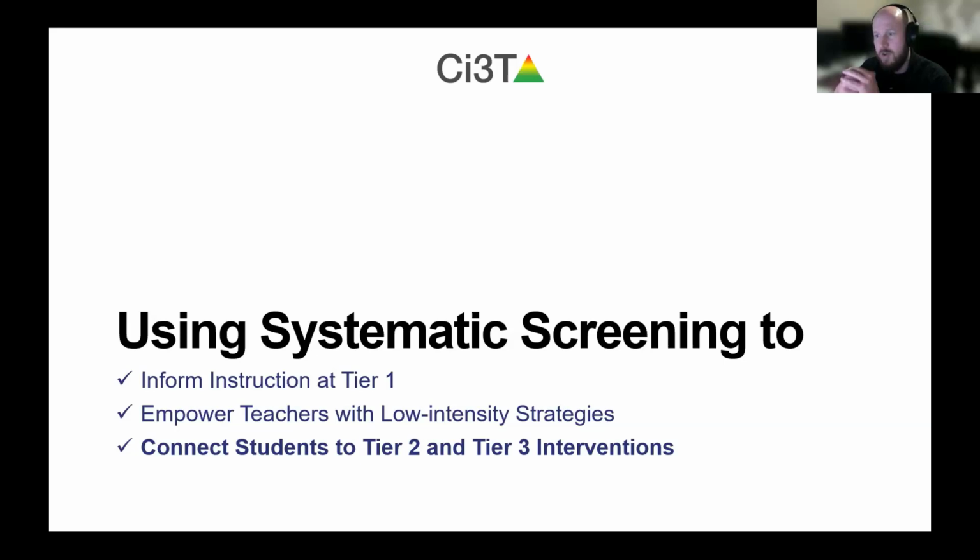What we also want to consider is, how are we using systematic screening to inform our additional intervention efforts at Tier 2 and Tier 3. As David mentioned earlier, within the CI3T model of prevention, we have plans laid out for students to receive additive supports at Tier 2 and Tier 3. So students continue to experience the benefits of high quality Tier 1, and additional interventions are added on top of that in order to meet any needs that we might see from the data.